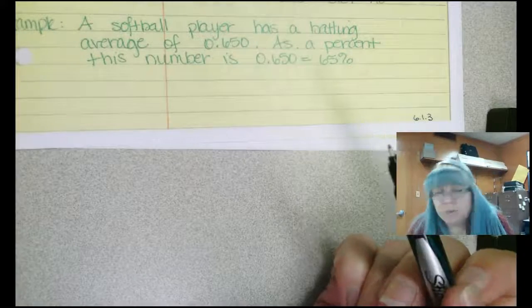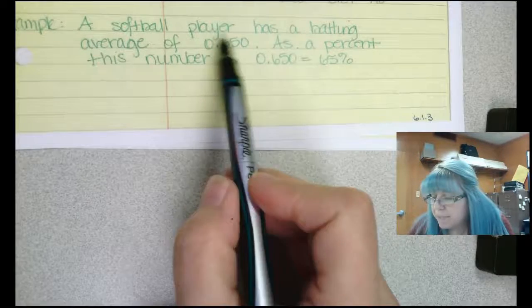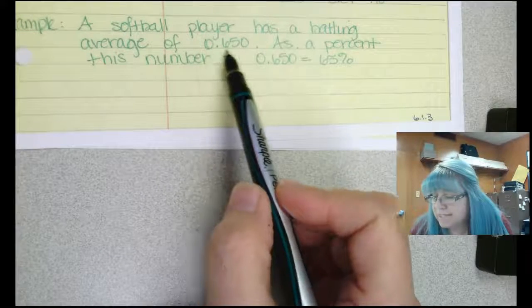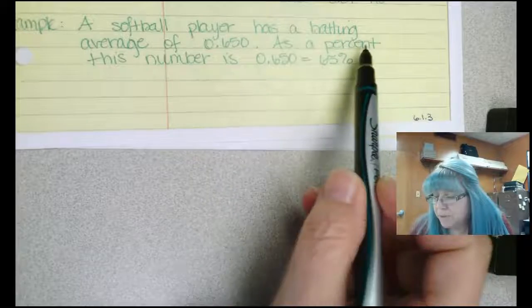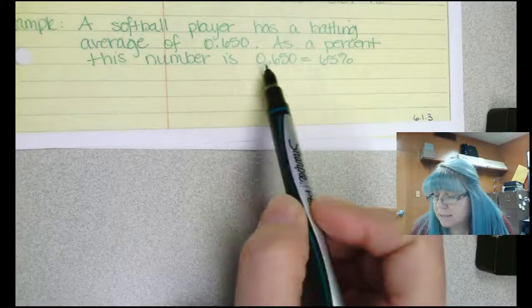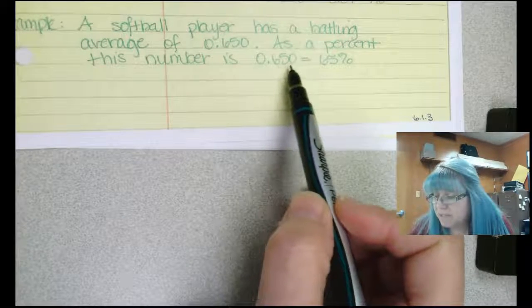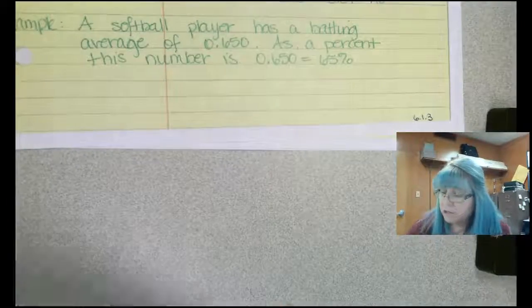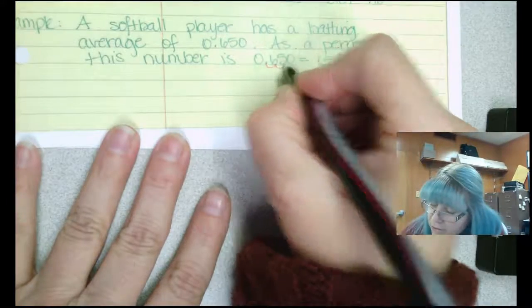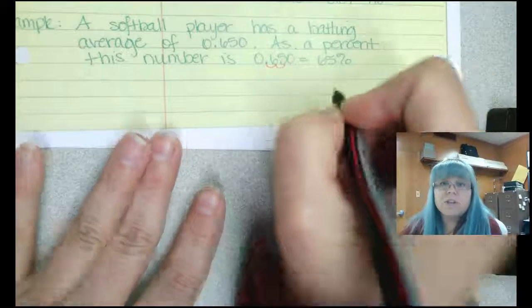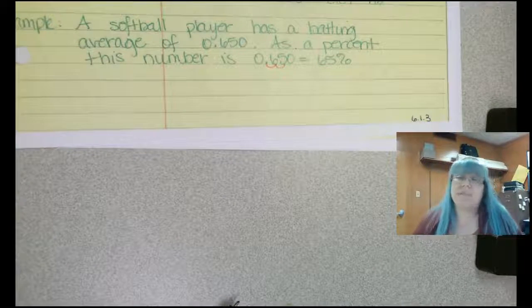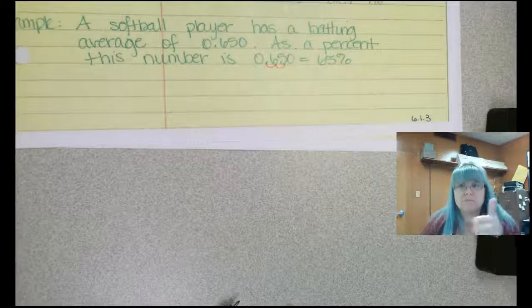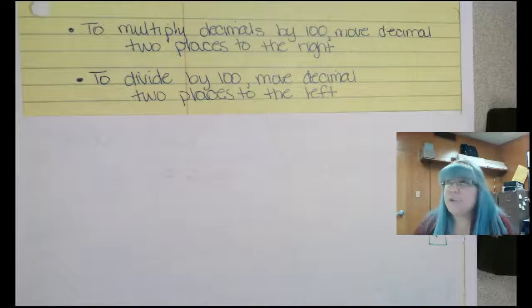Now here's an example. I already worked it out for you, but a softball player has a batting average of 0.650. As a percent, this number is, well, 0.650. Remember, we're moving the decimal over 2 spots and adding the percent symbol. So that is 65% of the time that softball player will hit the ball. That's actually really good. Now I know we're kind of taking the shortcut route where we're moving the decimal 2 positions either to the left or to the right.